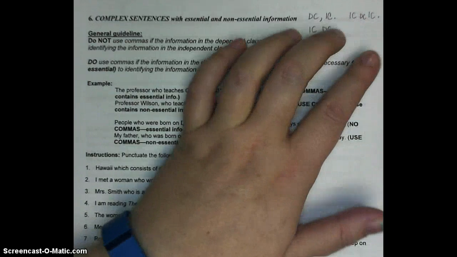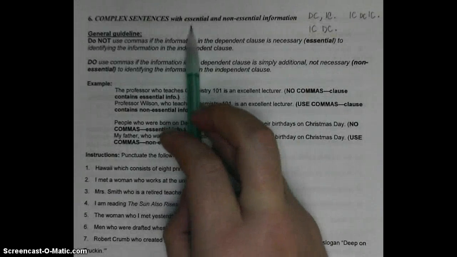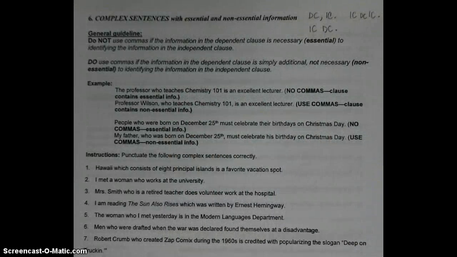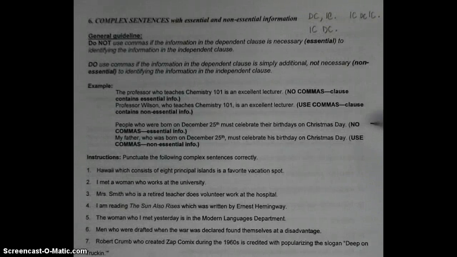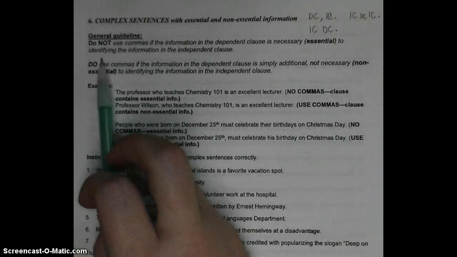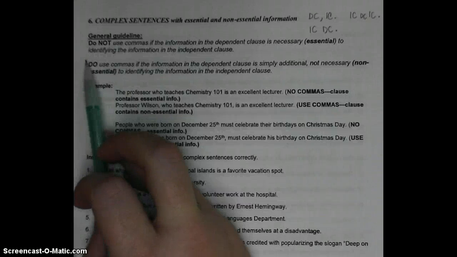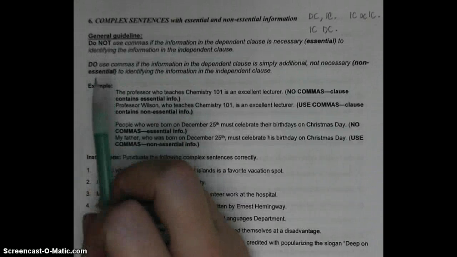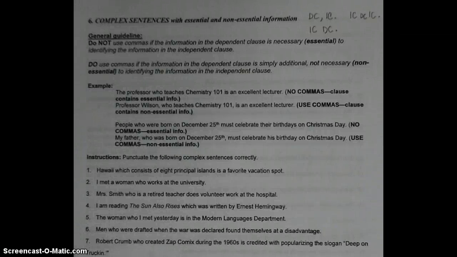the dependent clause. That's going to be mostly where we're looking at essential versus non-essential information today. And so that's what the rest of this information will give us as far as when we should use a comma and when we should not. So, a general guideline, and look back at this as you're working, we do not use commas if the information in the dependent clause is necessary or essential to identifying the information in the independent clause. So no commas if there is essential information. We normally do use commas if the information in the dependent clause is simply additional and not necessary or non-essential.